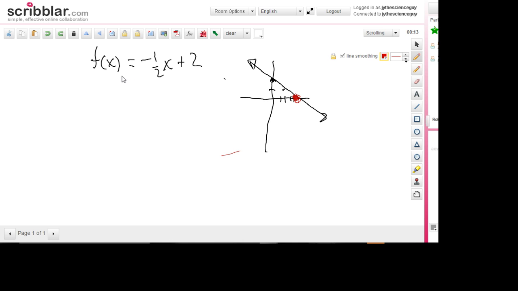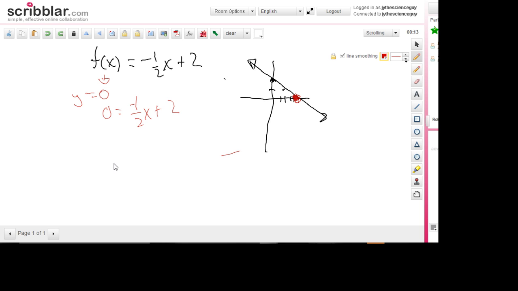Okay. So in order to figure out where this is going to be, I'm going to make this 0. And so the equation I get is 0 is equal to negative 1 over 2x plus 2. And now I'm just going to solve for x. So if I'm trying to look for a 0 for x, I make y equal 0. So solve that mathematically for me. What's x going to be equal to?